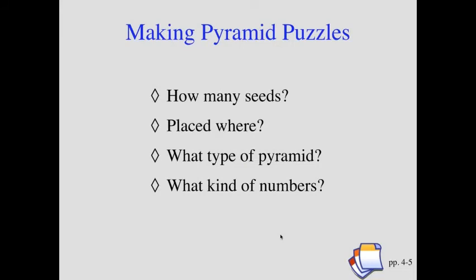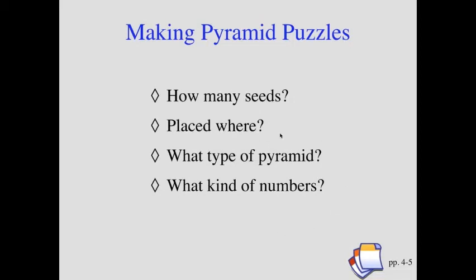So you're on your own now. You're going to make some pyramid puzzles, and these are questions you're going to answer. And you're guided through various steps on the worksheets. But the first one is how many seeds should you use? Like if you just have 1 seed, is it even a puzzle? If you fill all the spaces but 1, is it interesting? And so on. So how many seeds do we start with?